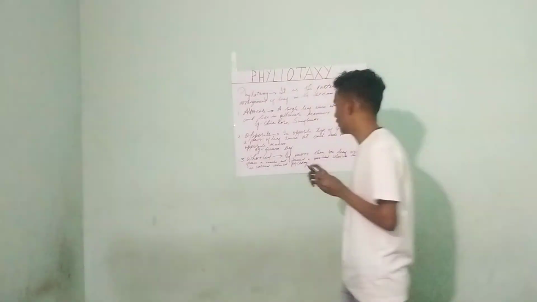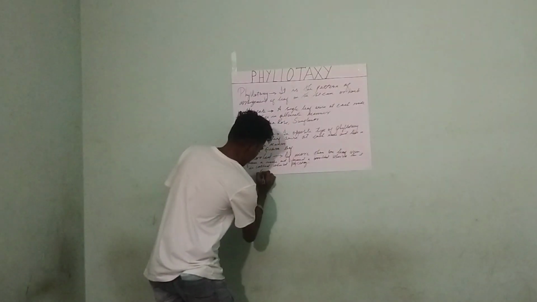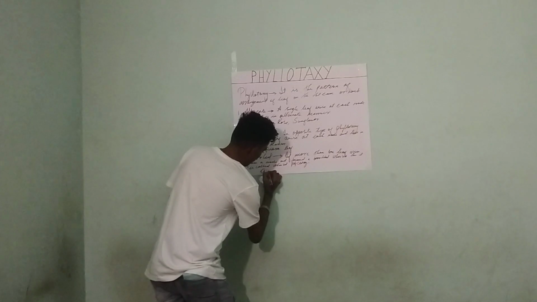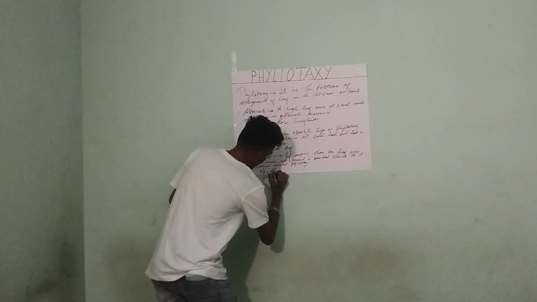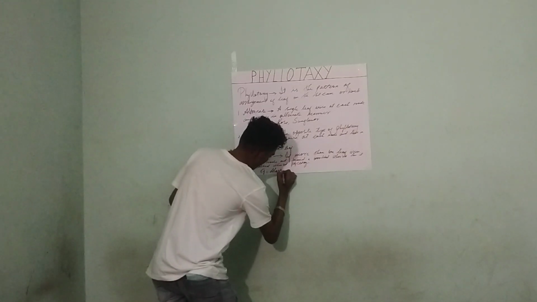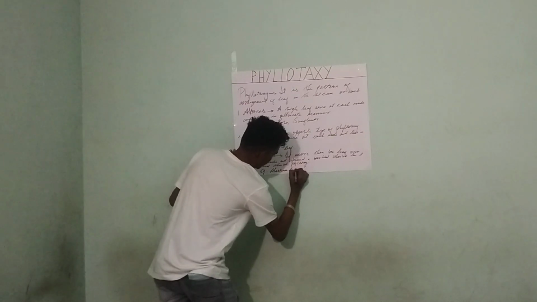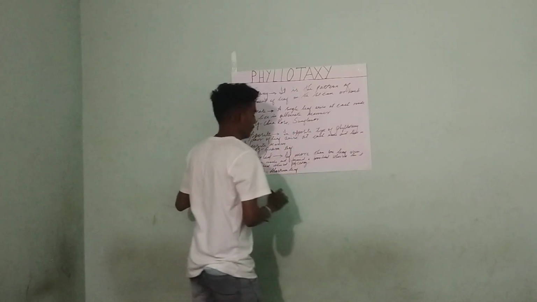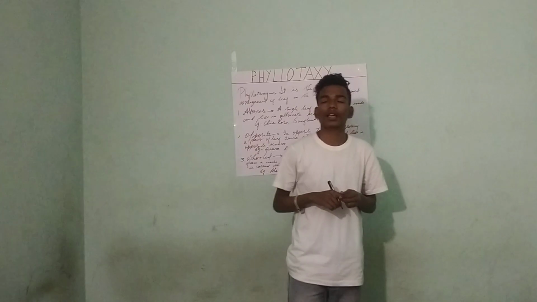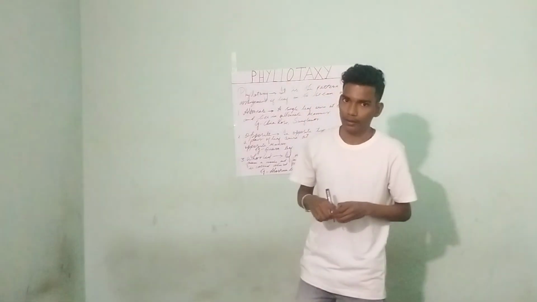It will be seen in the plant Alstonia leaf. See, we know that leaves arise from a node.